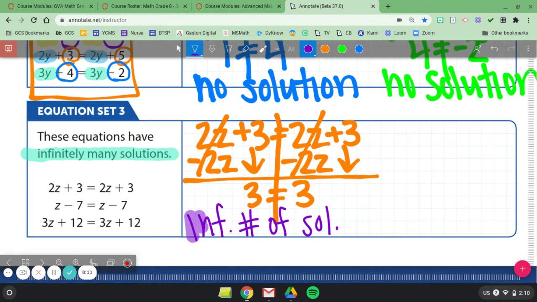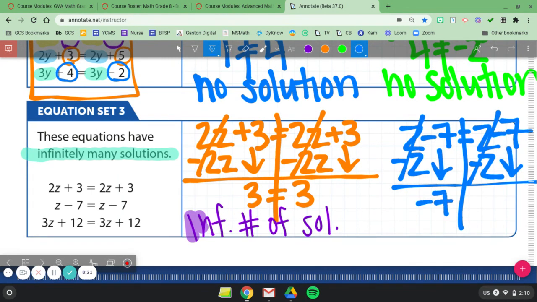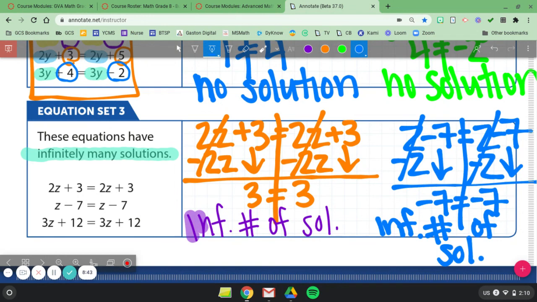All right, I'll do one more just to show you. So z minus 7 equals z minus 7. Moving the variables to one side, so I'm going to subtract z on both sides. Variable terms cancel out. I'm left with negative 7 equals negative 7. Because that is a true statement, I know that every number, all real numbers, would work for this equation.